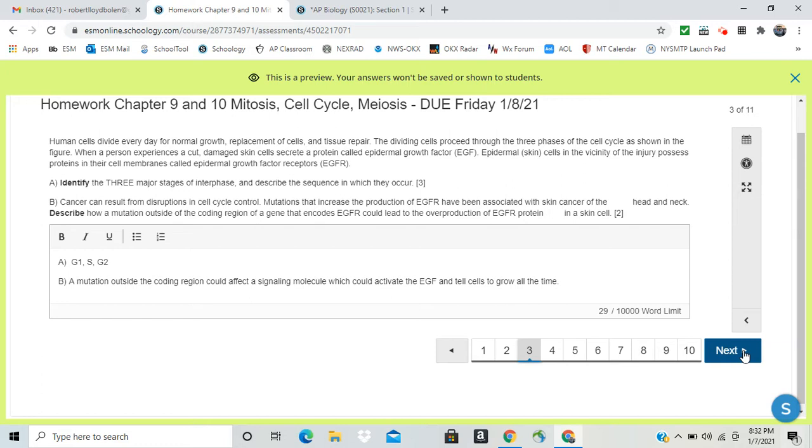The second question they asked you was to explain how a mutation outside the coding region of a gene could lead to overproduction of the protein in a skin cell. Well, if you have a mutation outside the coding region, that could affect a signaling molecule. So there might be a molecule that activates the EGF and tells the cells to grow. And if that mutates, then the cells will grow all the time and become cancerous. Okay. All right, move on to the next one.